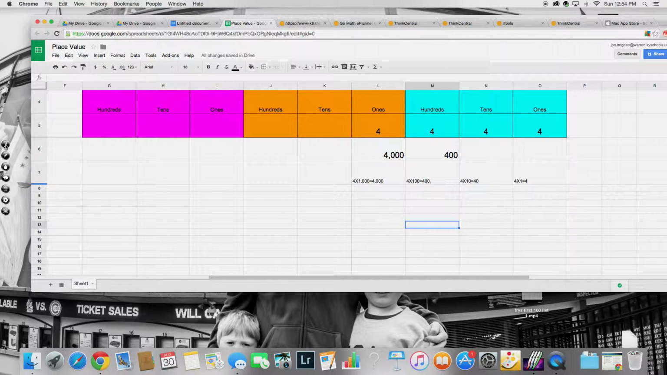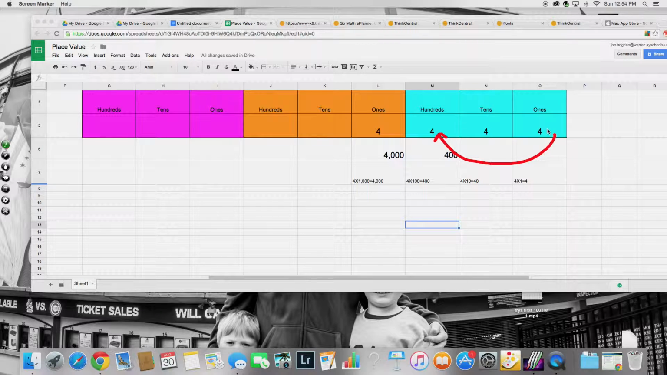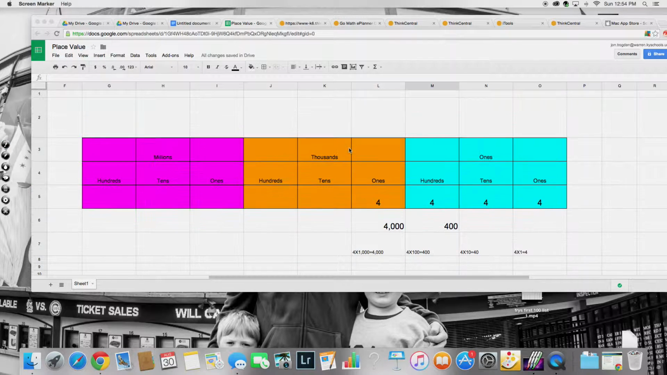So if you compare ones to hundreds, then these hundreds are 100 times bigger than the ones. If we were to look at the thousands, these thousands are 1,000 times as big as the ones. Okay, but it still continues that pattern. This would be 10,000 times as large as the ones, and so on and so forth. That pattern would keep going.